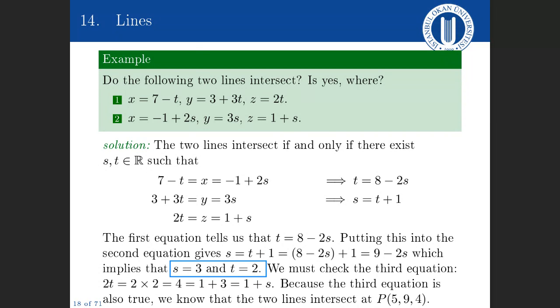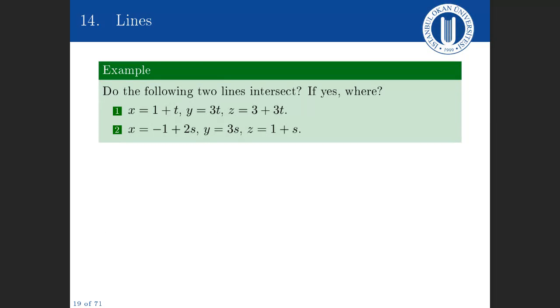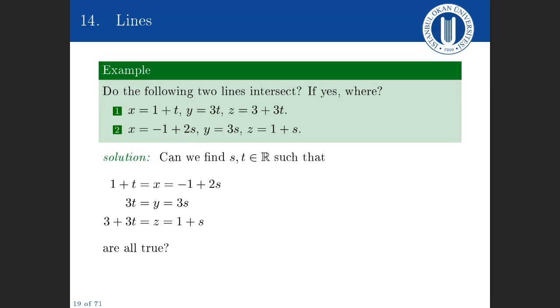Let's do another example. Two more lines. Do these lines intersect? And if the answer is yes, where do they intersect? That's the same as saying, can we find numbers s and t such that all three of these equations are true? This time, let's start with the second equation. The second equation looks the easiest. The second equation tells us that s must be equal to t.